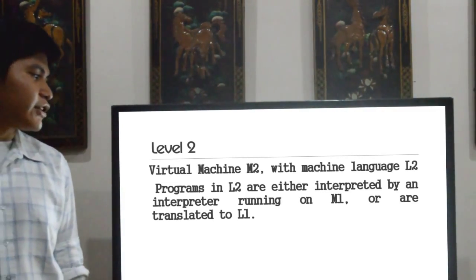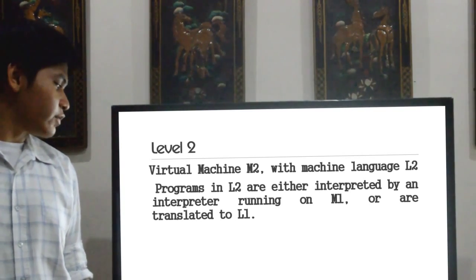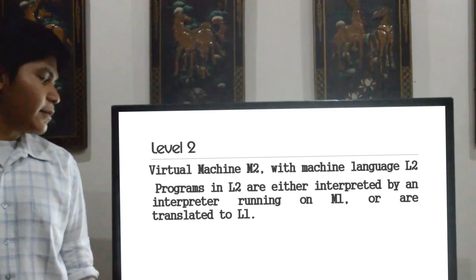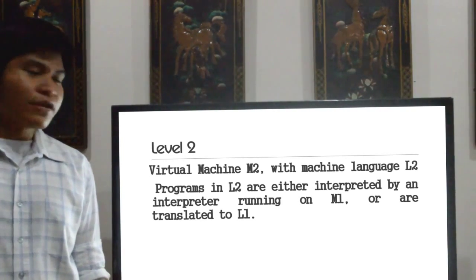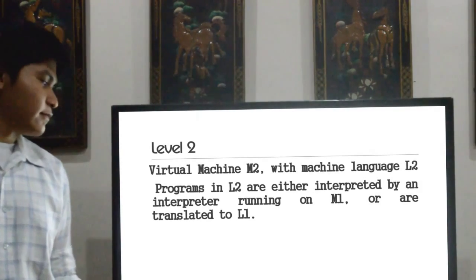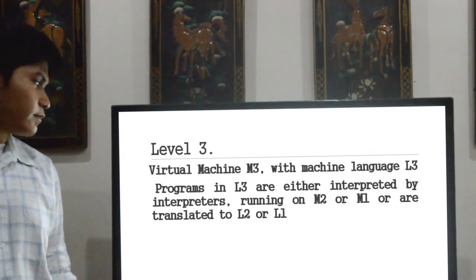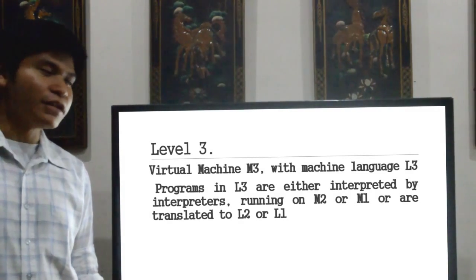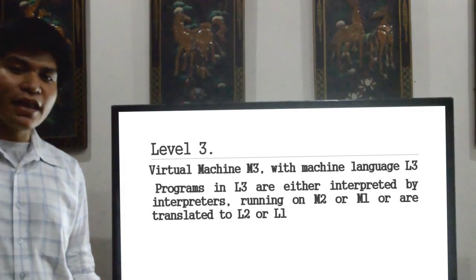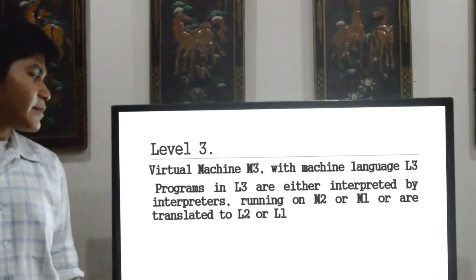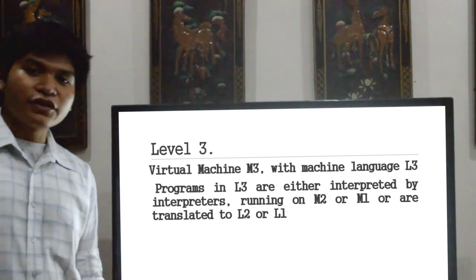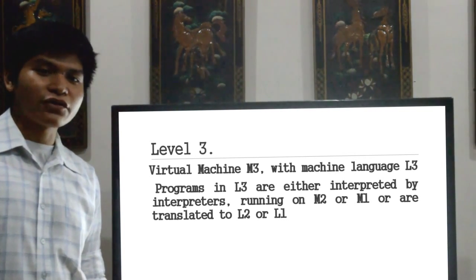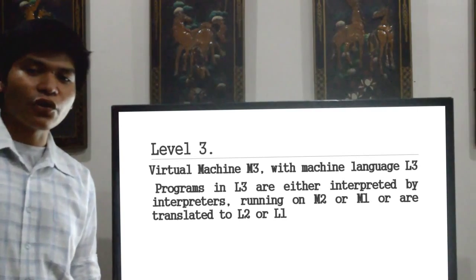Level 2, virtual machine M2 with machine language L2. Programs in L2 are either interpreted by an interpreter running on M1 or are translated to L1. Level 3, virtual machine M3 with machine language L3. Programs in L3 are either interpreted by interpreters running on M2 or M1, or are translated to L2 or L1.